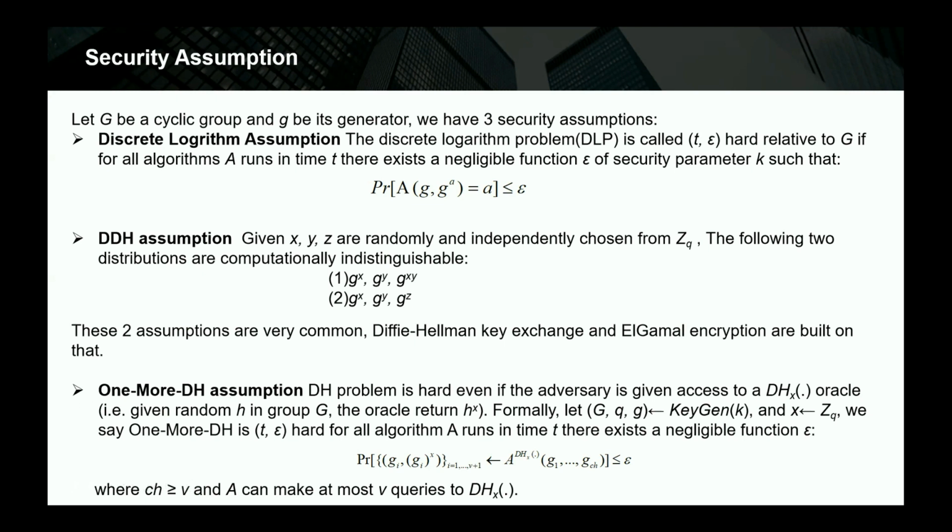In this assumption, even if we give the adversary access to a DH oracle and let him recover V pairs of private data in such form, he can't produce another pair with non-negligible probability.